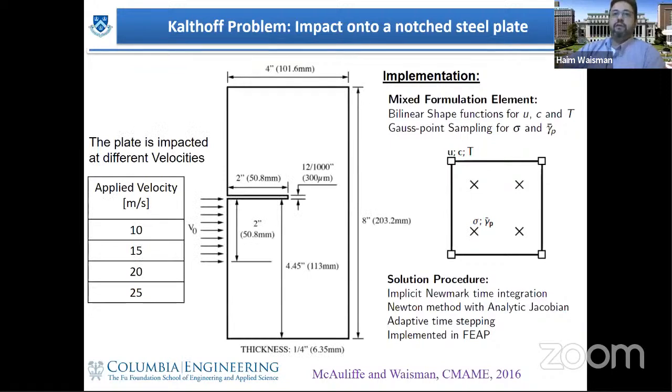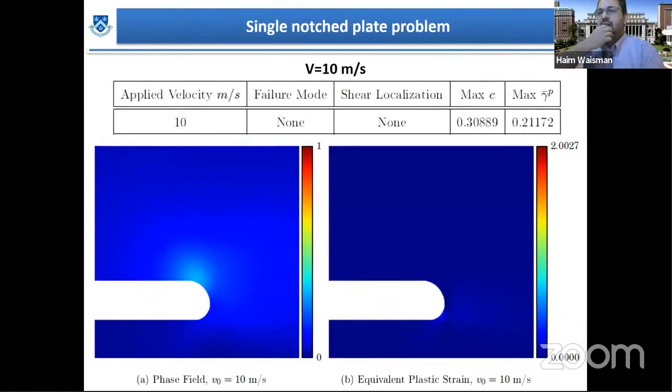So let me show some examples first. Here is a problem where we have an impact into this notched plate, similar to the Kalthoff problem that I showed at the beginning. Now we are impacting this plate at different velocities. What we want to see is that this model is able to recover the different failure modes by only changing the impact rate onto that structure. If I zoom into the crack tip, on the left side I'm going to plot the phase field value, and on the right side the equivalent plastic strain value.